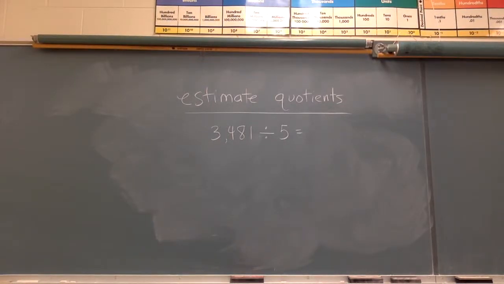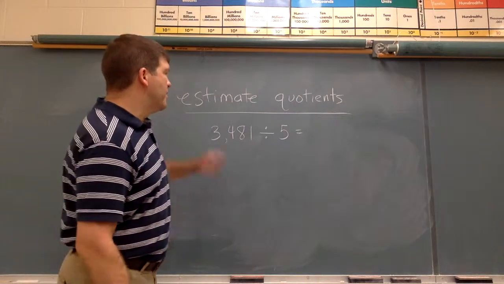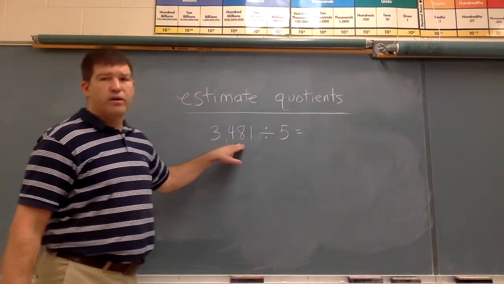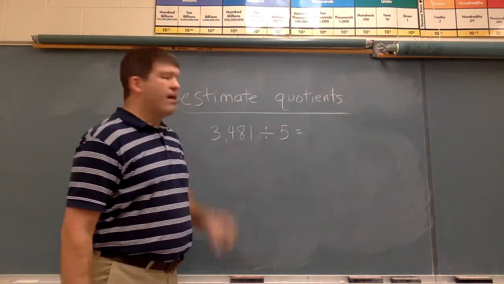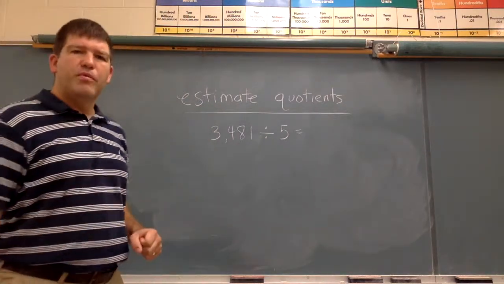In this video, I'm going to teach you how to estimate quotients. Now, when we talk about quotients, we're talking about dividing numbers. And I put a problem on the board. I put 3,481 divided by 5. Now, we want to estimate this. We don't want the exact number, we want to estimate.